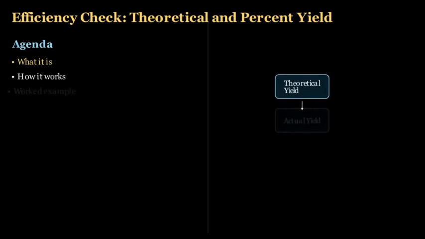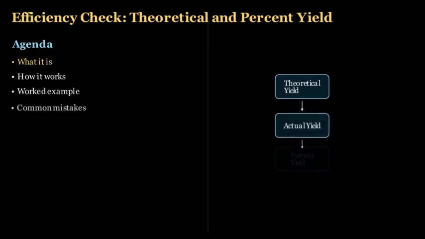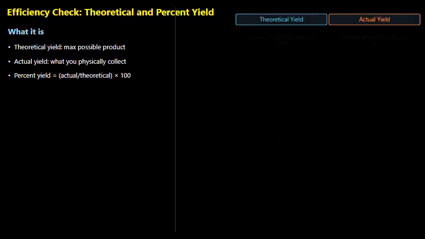We'll define what theoretical and actual yield are, learn the simple formula, walk through a real calculation, and see what mistakes to avoid. By the end, you'll know exactly how to judge if a reaction was a success or a messy loss. Theoretical yield is the maximum amount of product you could possibly make, calculated from your limiting reactant using the balanced equation. It's the perfect world number.